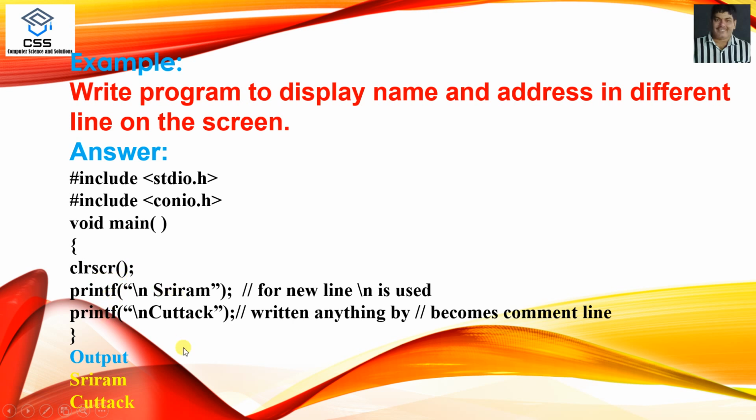Now we have to display two messages. We have written printf \n Sriram. In another printf \n Katak \n, through which we can print the output in a fresh line or new line. Where the cursor is on the output screen, it will automatically skip to the new line. In the second printf, again the cursor will be at the end of Sriram as the output, but again it will come to the new line.